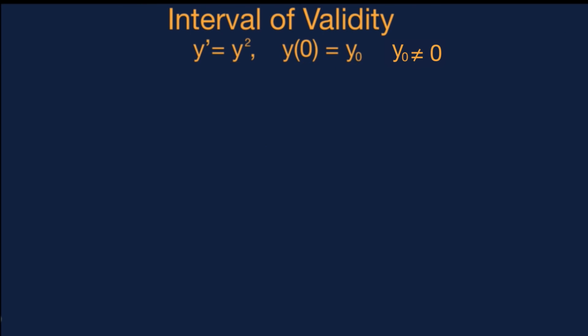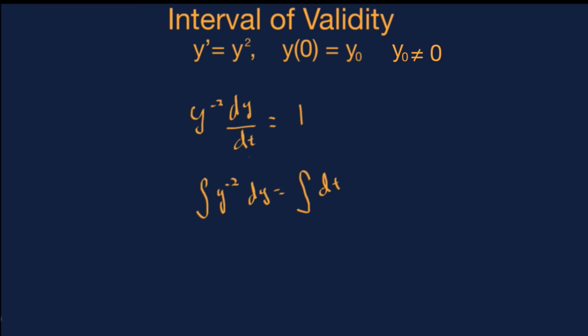And to solve this equation, which is a separable differential equation, we will start by dividing both sides by y squared, and we will get y to the negative 2 times the derivative of y with respect to t, and we'll use the Leibniz notation here, is equal to 1, and then we can separate the derivative and integrate both sides, and we would get the integral of y to the negative 2 dy is equal to the integral of dt. And that will give us negative 1 over y is equal to t plus the constant of integration.